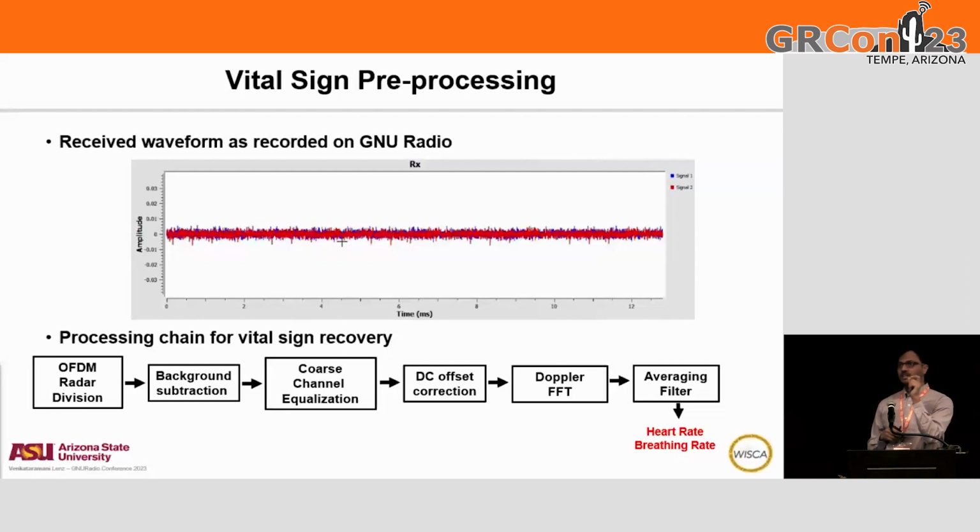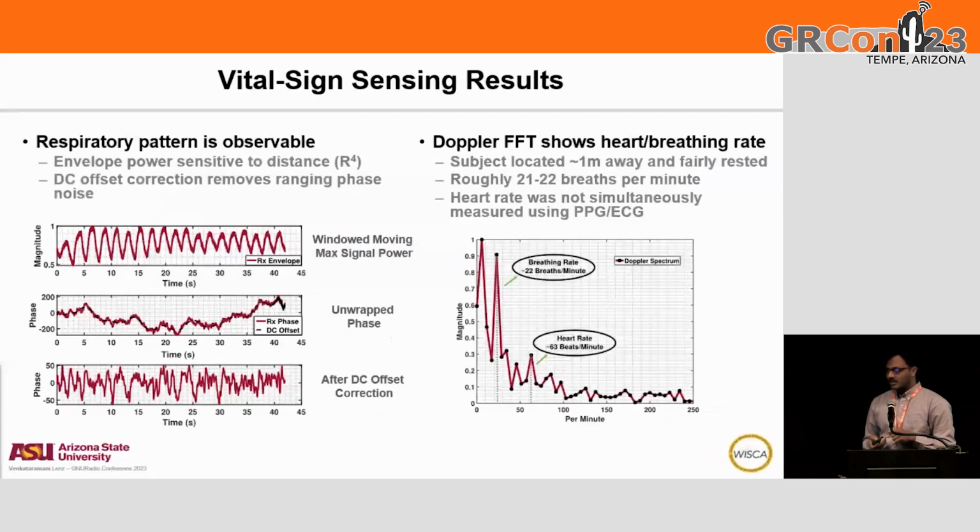Typically, because we are trying to estimate the beats of the heart in the sub-hertz category, like below 1 hertz, the phase noise of the radio itself comes into a lot of play, and hence there has to be some way to mitigate that. So I guess these are some of the preliminary results.